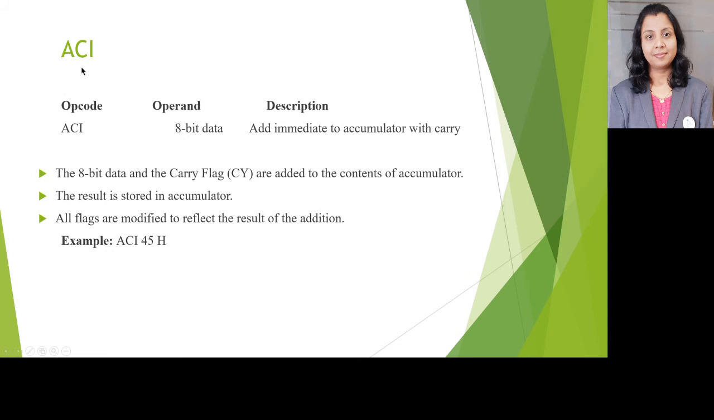ACI. I again says it's an immediate data. ACI is the opcode. Operand is again 8-bit data. The description is: add immediate to accumulator with carry. The 8-bit data and the carry flag are added to the contents of the accumulator. The result is stored in the accumulator itself and the flags are modified to reflect the result of the addition. Example is ACI 45H. 45 is the immediate data that is added to the contents of the accumulator, and the carry flag is added.